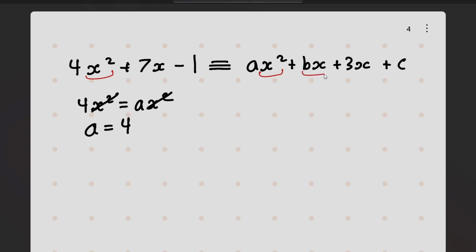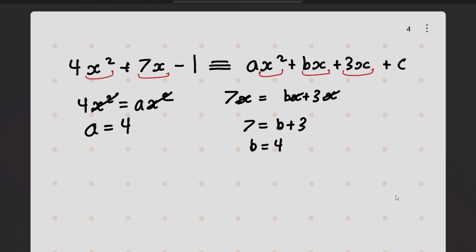In this case, we have bx and 3x, and it's equated to 7x. So 7x is equal to bx plus 3x. We can cancel those out, and now we have 7 is equal to b plus 3, and your b is 4. Now say you don't have a value of x, and it's just a constant. You're just going to compare the constants as they are, and make sure you are wary of the sign. That is important. In this case, c and -1 are both constants, so our c is just -1.